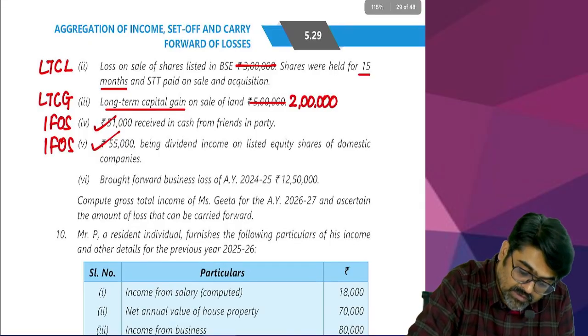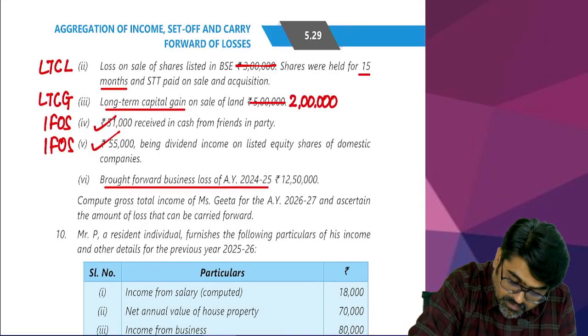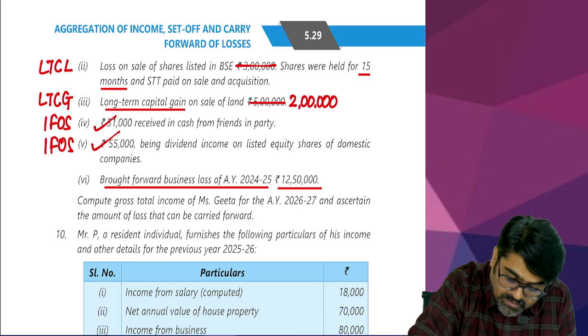Now brought forward business loss of which year? Assessment year 24-25. This year it can be set off from which income?